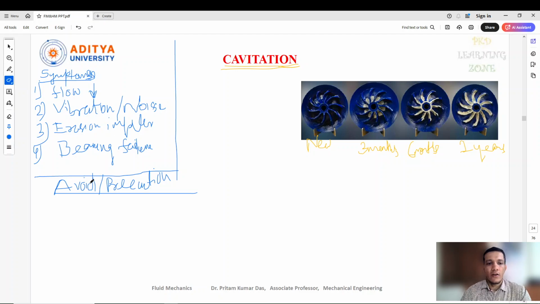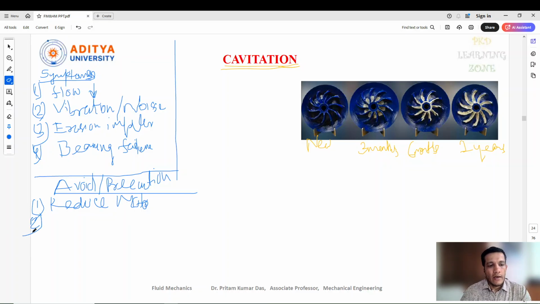Avoid cavitation, or precaution of cavitation. We need to follow some rules for that. That means we can reduce the pump speed. First, we'll do one thing: reduce the motor speed. Just run it at the minimal speed.